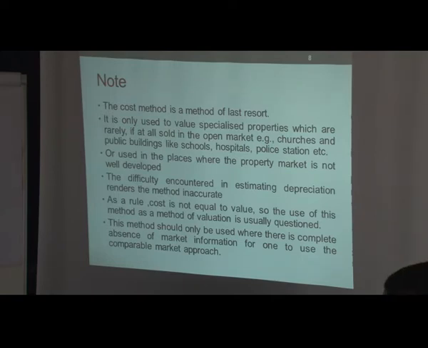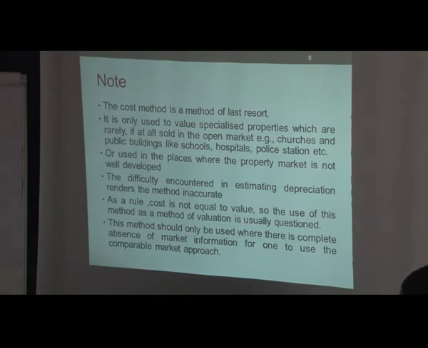Apart from those types of properties, you also use this method in those places where the market is not well developed, like in rural areas. If you are valuing a structure in a rural area where there is no open market, or on communal land, you place a value on the house on communal land. There are no direct sales of such property. So, as a last resort, in those instances where the markets are not developed, you can use the cost method.